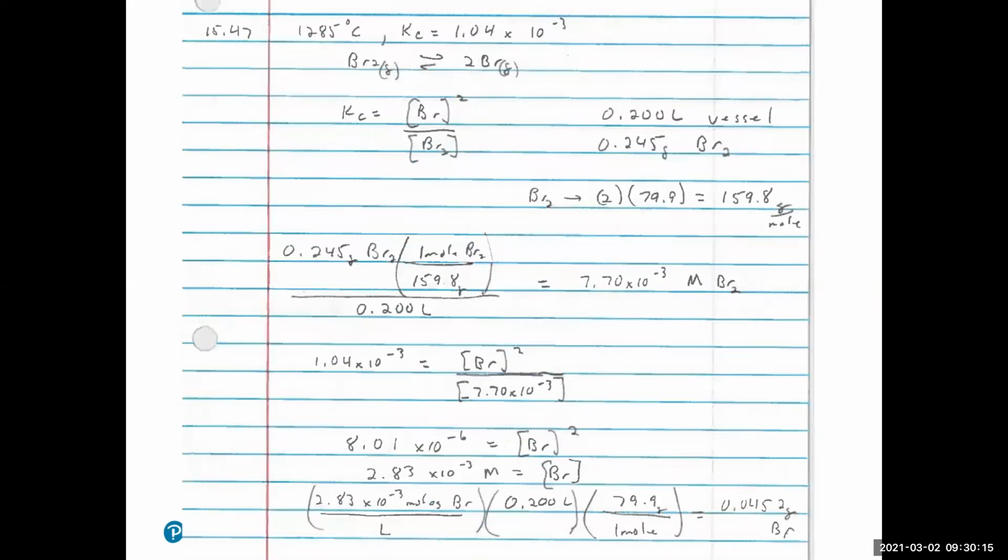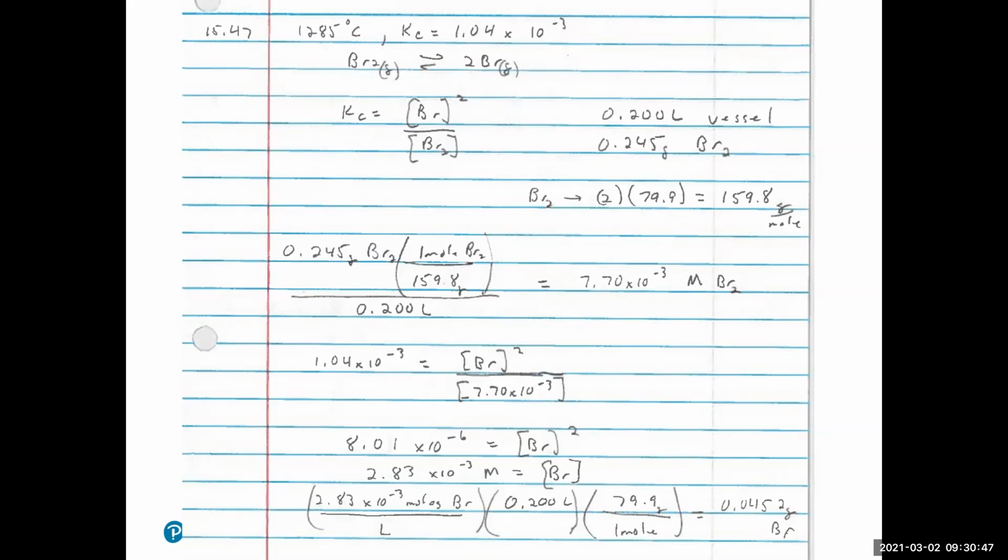Okay, so if we look at this one, a good place to start is always to write that equilibrium expression. That's always useful to do. This one is pretty simple because it's just two things in it. They're both gases, so they're good. Br over Br2, and we need to square that Br concentration because of the 2 coefficient in the balanced equation.